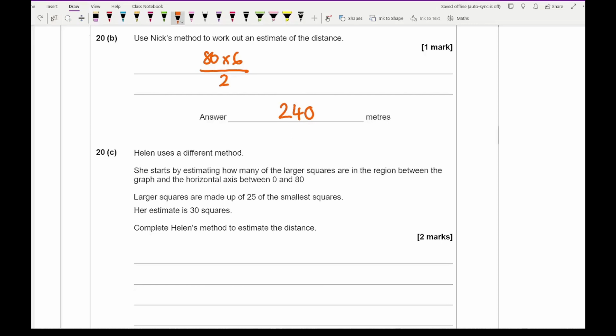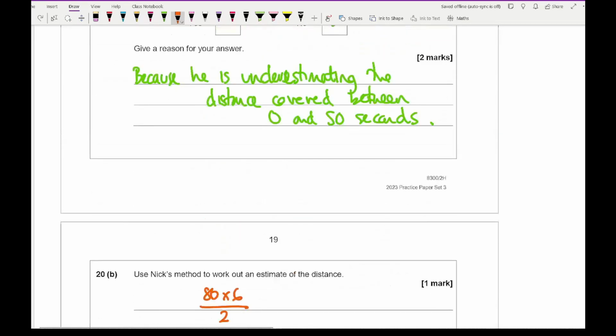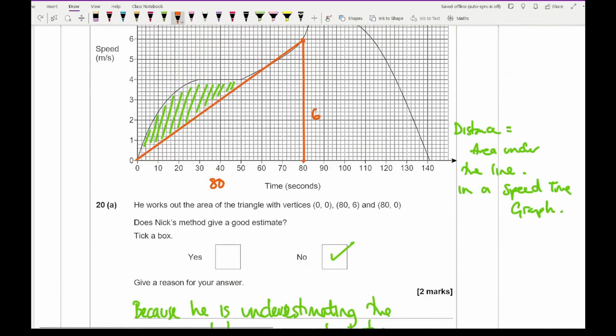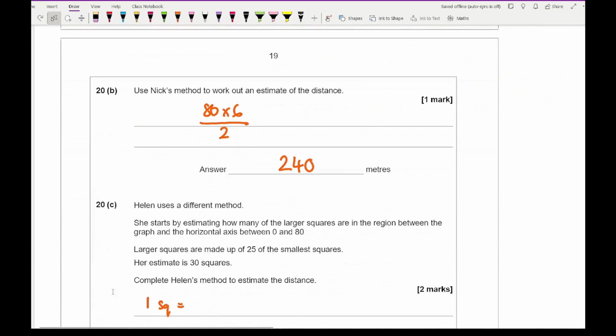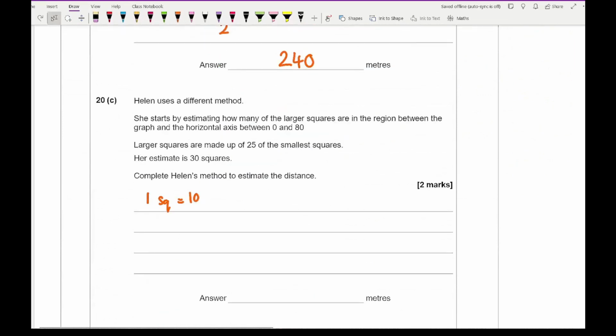So for this, if we go back to the graph and pick one of these squares, we know that the base is 10 seconds, and the height of one of those squares is 1 meter per second. So one square is going to be 10 times 1, so that's 10 meters. Then we've got 30 boxes, so we do 30 times 10, and that equals 300 meters.